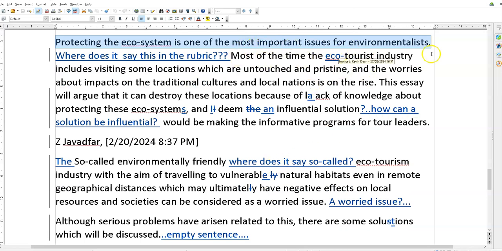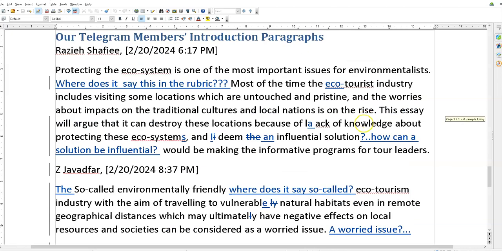So, this isn't too bad. Lack of knowledge and deem an influential solution. Now, right, so the paraphrasing, as I keep saying every single video, a lot of it does not work. What exactly is an influential solution? Deem an influential solution. What does that actually mean? If you're constantly trying to paraphrase and you're using expressions and phrases that a native reader would find unnatural, you're not going to get more marks from the examiner. You're going to get less.